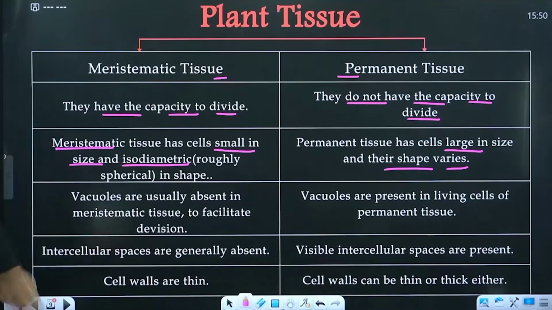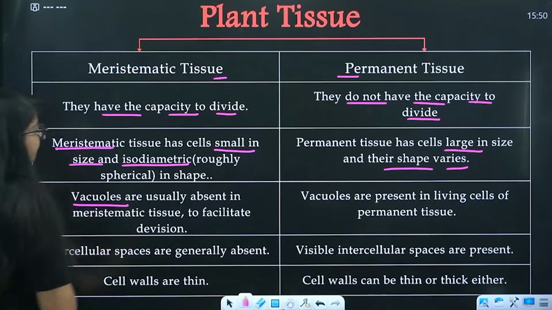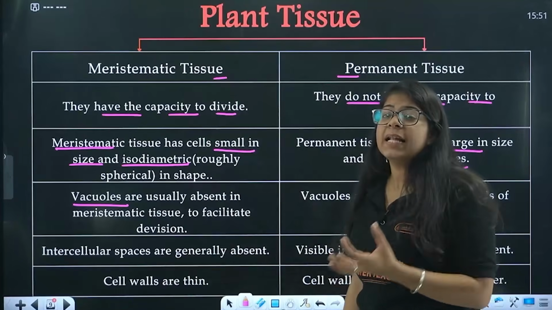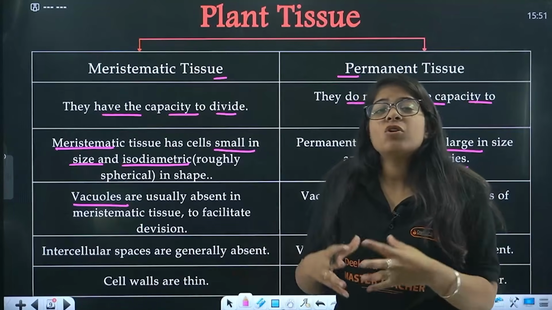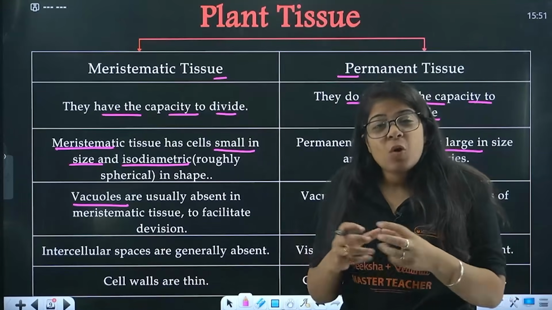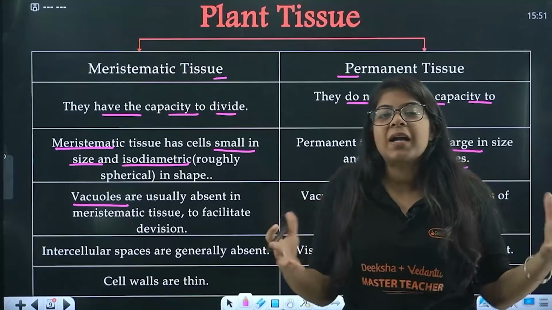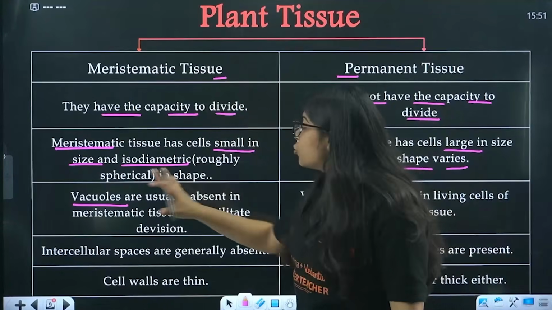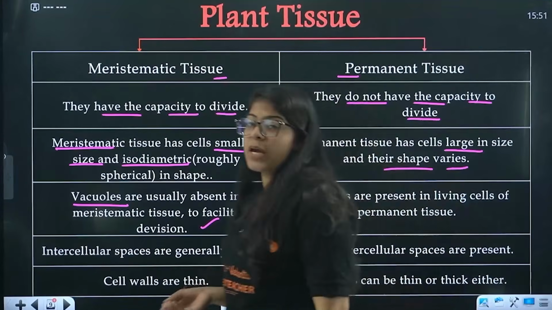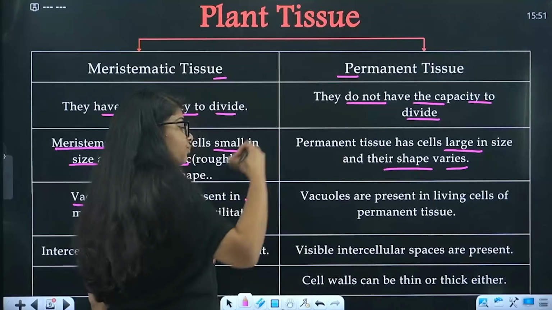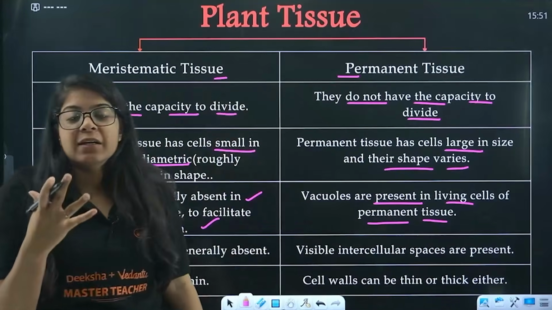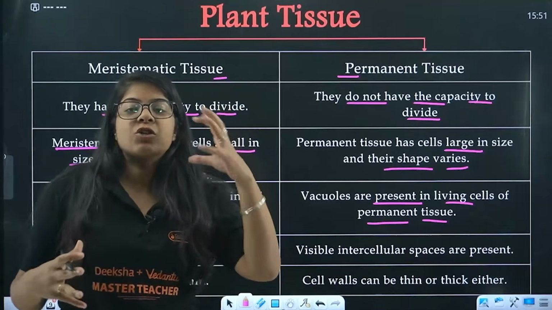Then, vacuoles. In meristematic tissue, we have vacuoles. We studied about vacuoles, right? In meristematic tissue, they divide. We studied that vacuoles take most of the capacity of a plant cell. But if they want to divide, how will they divide if most of the part is with vacuoles? So vacuoles are usually absent in meristematic tissue to facilitate division. On the other hand, in permanent tissue, vacuoles are present in living cells to maintain its permanent growth and permanent structure.